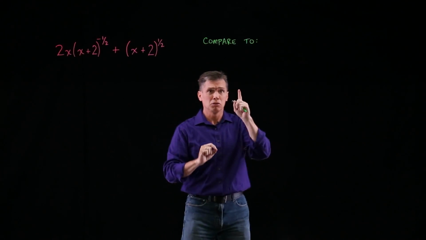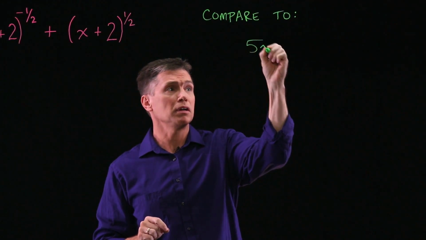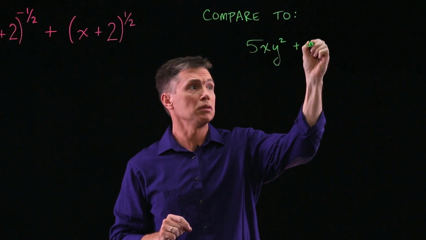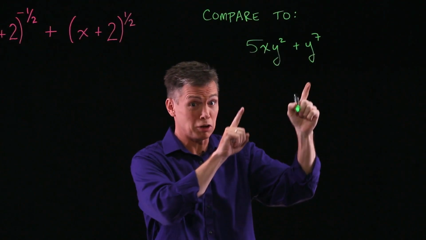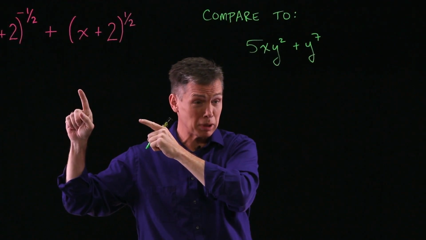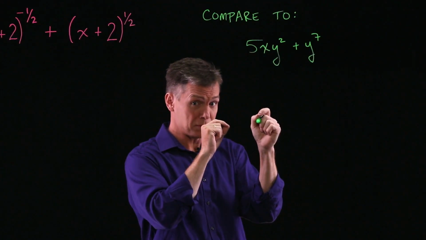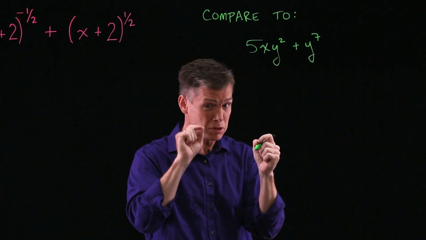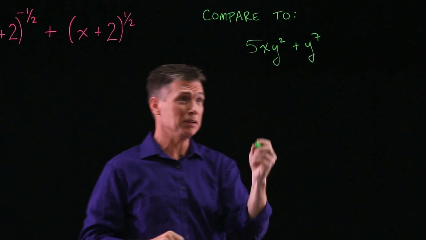Okay? So for instance, compare this to 5x y squared plus y to the 7th. I'm making it up, so realize this is not directly related to this particular problem. But if you saw this expression and were asked to factor it, let's think about the process, because you'll use the exact same thought process in factoring the bigger or uglier expressions, okay?